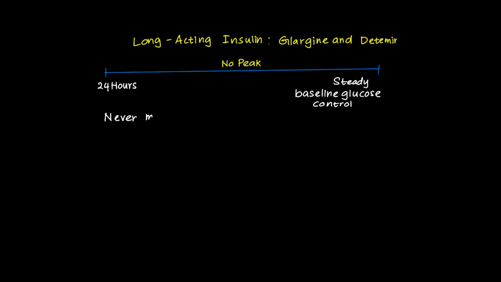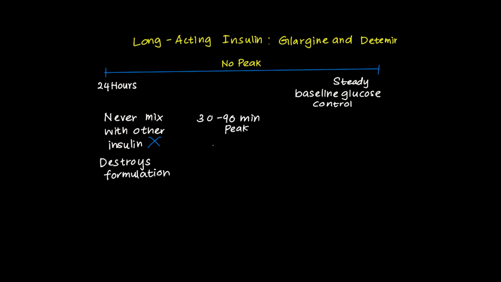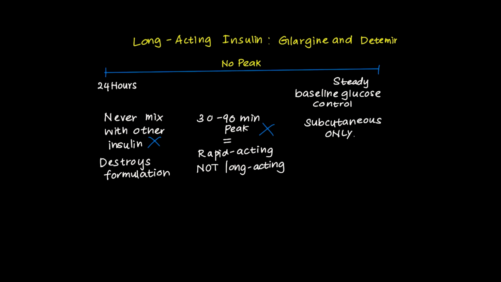Glargine must never be mixed with any other insulin. Mixing would mess up the formulation and destroy that smooth 24-hour profile. A peak of 30 to 90 minutes belongs to rapid-acting insulins like Lispro, not long-acting ones, and glargine goes subcutaneously only. It is never given IV. Regular insulin is the only one for IV use.